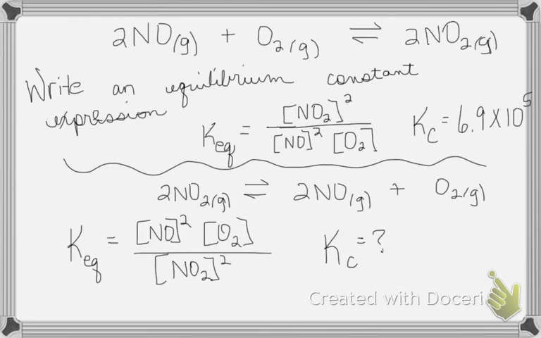What would the KC for that second equation be? Exactly. Wouldn't the KC be equal to 1 divided by 6.9 times 10 to the 5? Because isn't that the reciprocal? That's the flip of it. I gave you the KC, so I would divide that out. 1 divided by 6.9 times 10 to the 5. 1.45 times 10 to the minus 6.